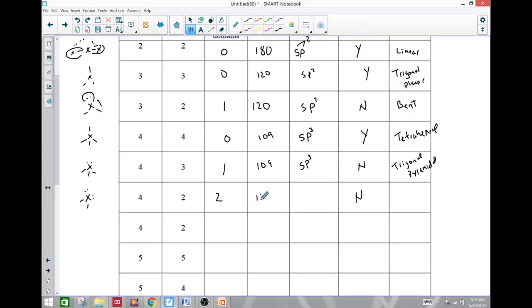About 109 degrees, though we're seeing it's lower. sp3. And it's called bent. This is our second bent, by the way. Remember, why is it more bent than the last one? Well, it's got four electron domains as opposed to only three, so there's less room. It's more bent. Looks like we got an extra one here. We'll fix that on yours.